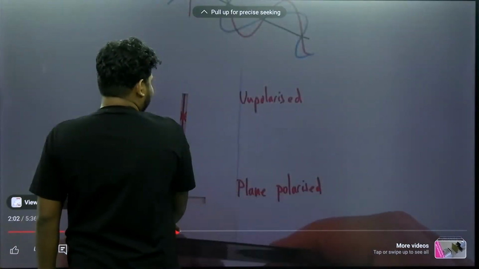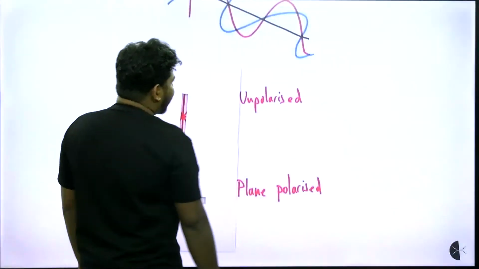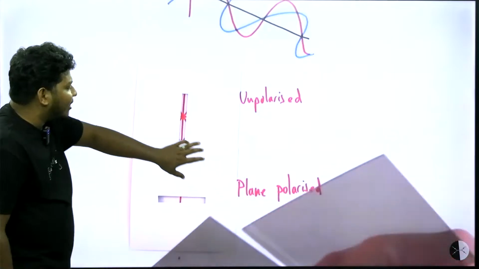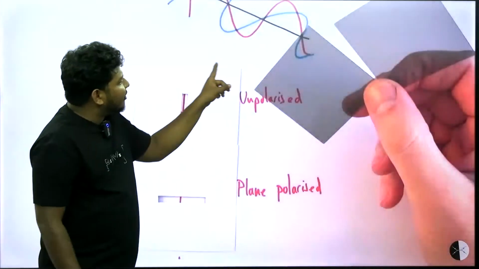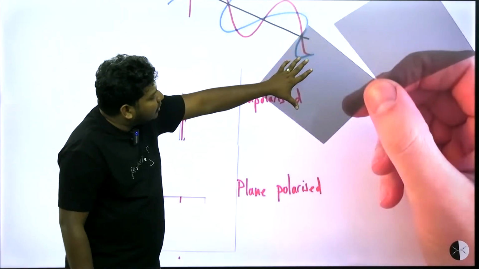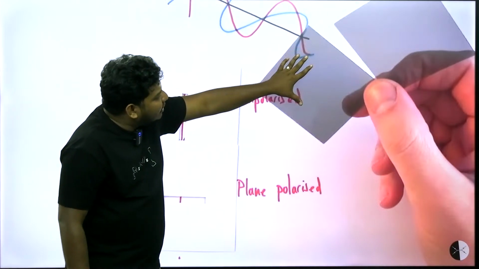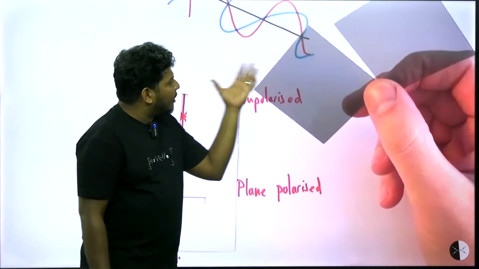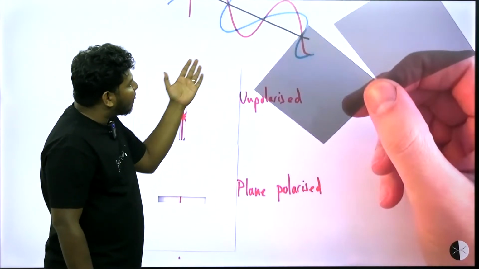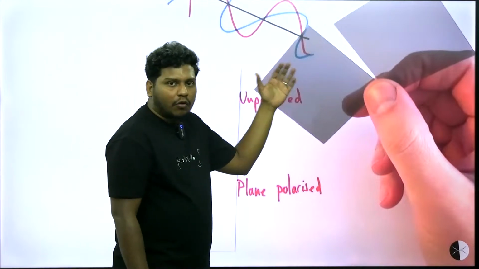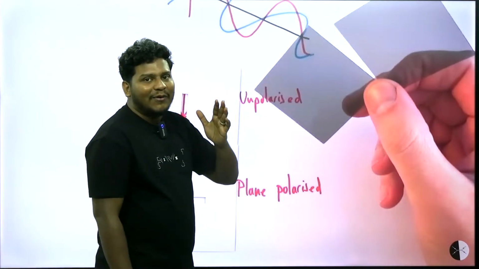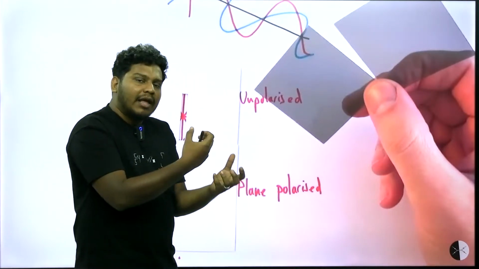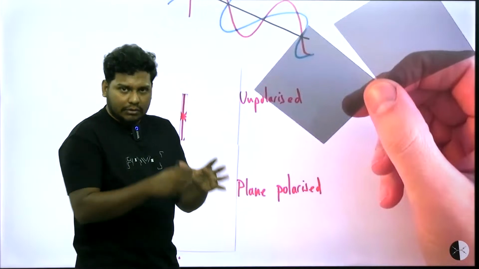Look at this one. These are two polarized papers. A single paper is a polarized paper. Normally this background is too bright. When I'm seeing this through this polarized paper, the brightness is low, because here lots of unpolarized waves are coming, but through this paper only a few waves are coming to our eye. That's why the brightness is reduced.